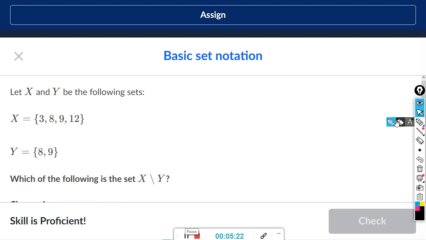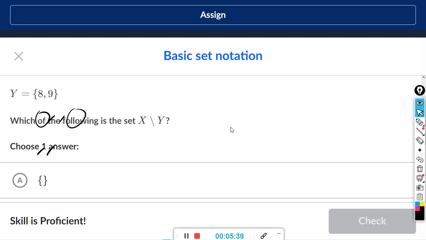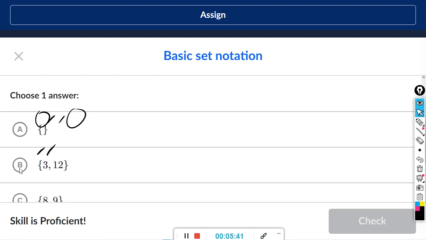All right, last one. The ones that are in X, but not in Y. Well, 8 is in both of them, so we cross out the 8. 9 is in both of them, so we cross out the 9. And we're left with the 3 and the 12. Answer B.